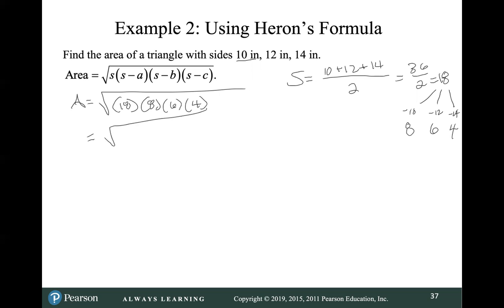That gives us the square root of 3,456. And if I do that in the calculator, that gives me approximately 58.8 inches. This is an area, so that is square inches. Since units were given on this, you do need to give your answer in the correct units.